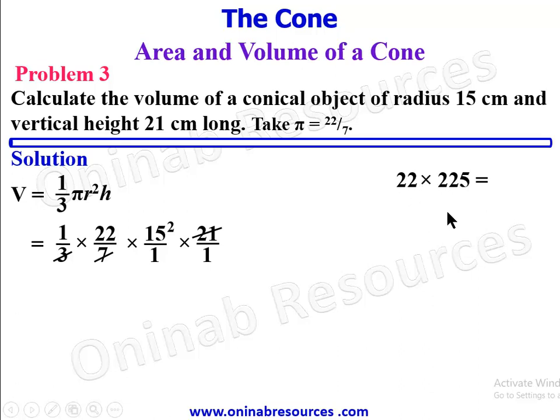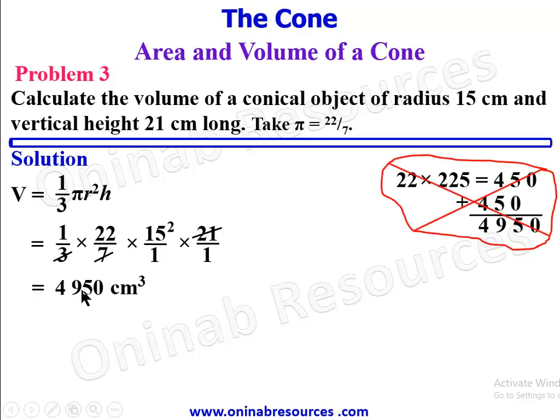We are going to use the mental mathematics method to simplify this. We just multiply 225 by 2, that will give us 450. Then for the 450, we leave 1 digit and arrange it in this way. We then add. So in our addition, this is 0, this is 5, this is 9, and this is 4. So the volume of this conical object will be 4,950 cubic centimeters. So this is the end of the solution to problem 3.